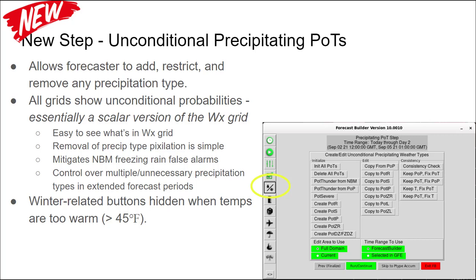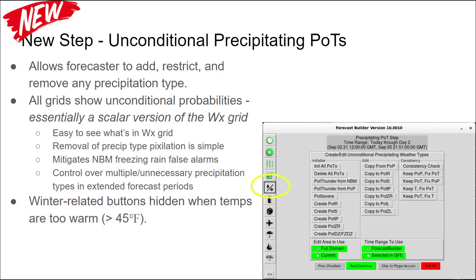In some ways, this is an old school method, but we've got some new tools to help guide the process along. The GUI at the right contains all the tools that you can use, and there's a lot of options that we'll go over in a bit. But if you're doing a warm season forecast with temps above 45 degrees, note that all the winter buttons will be hidden anyway.